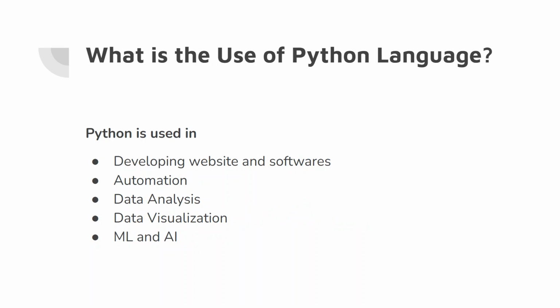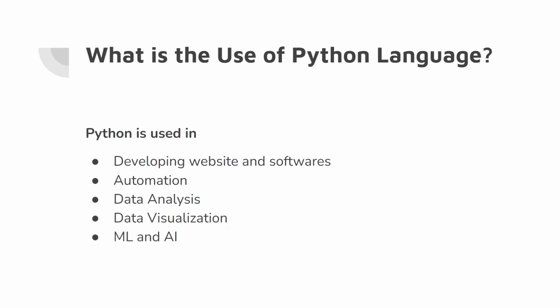So what is the use of Python programming language? Developing websites and software. You can develop websites and software. Automation, I mean, you can make a script and automate your task, or QA task or any kind of task. Hackers also use automation or Python scripts. Data analysis. Data analysis is a part of data science. You can analyze the data and create trends and insights by using Python.